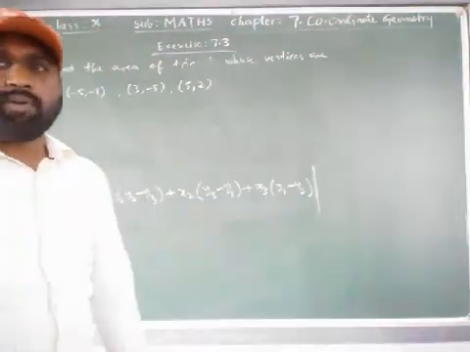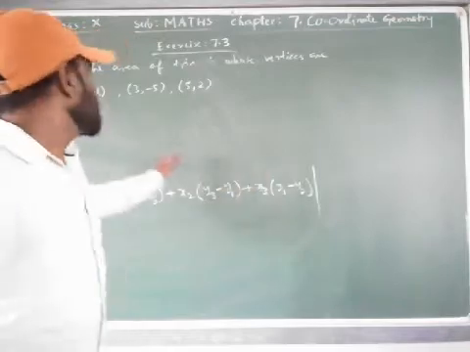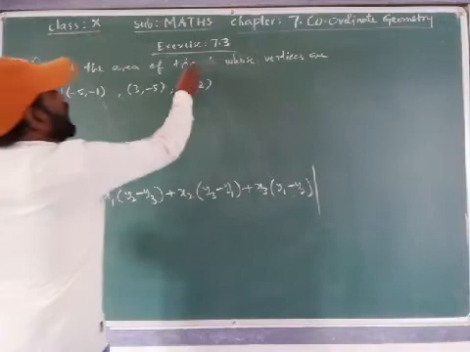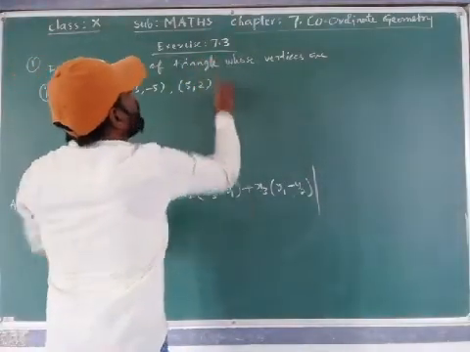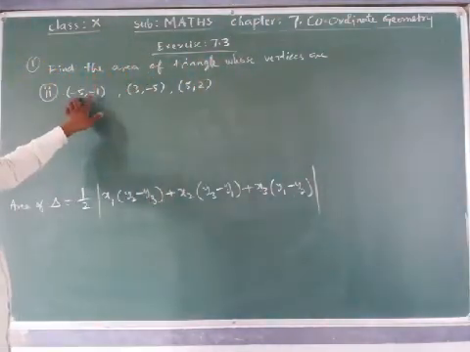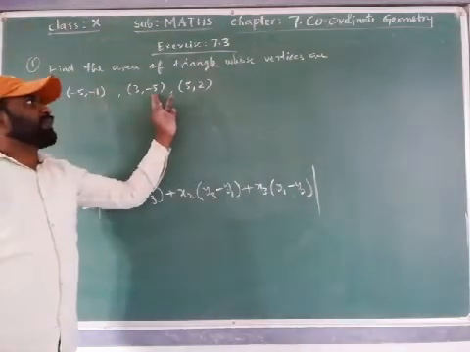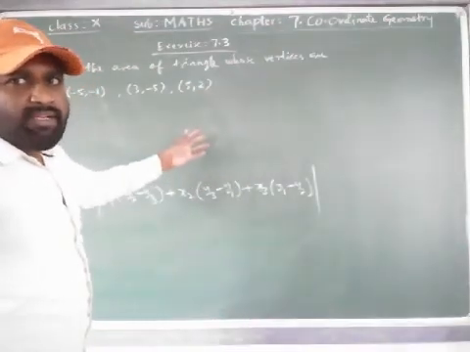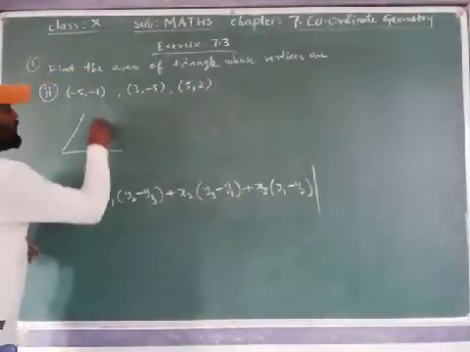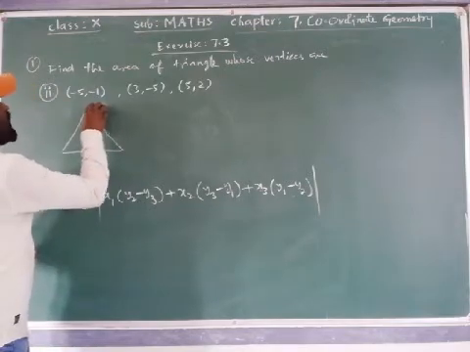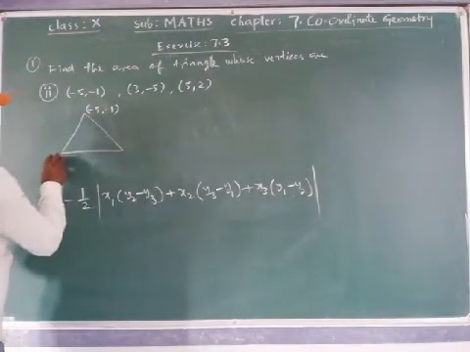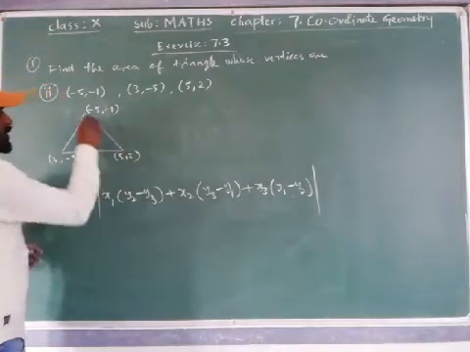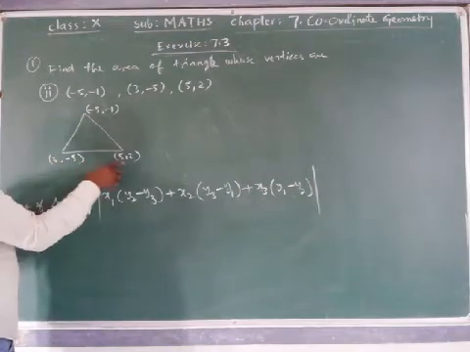Let us see one more problem in the same exercise. First bit, find the area of the triangle whose vertices are minus 5, minus 1, 3, minus 5 and 5, 2. Similar to the previous problem. See, the vertices are minus 5, minus 1, 3, minus 5, 5, 2. So take these as x1, y1, x2, y2, x3, y3.